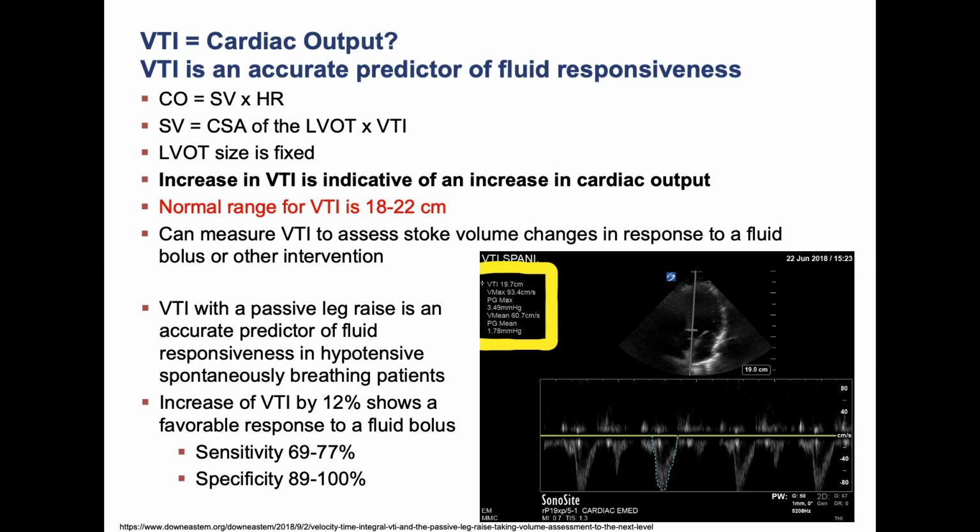So I often will do an LVOT VTI, and I'll do a fluid bolus, and then I'll check my LVOT VTI again to see, hey, did my fluid bolus that I just gave them actually improve my cardiac output? And if it's not, then maybe I need to stop with the fluid boluses and choose pressors or choose something else to try and actually increase that VTI if it's low.